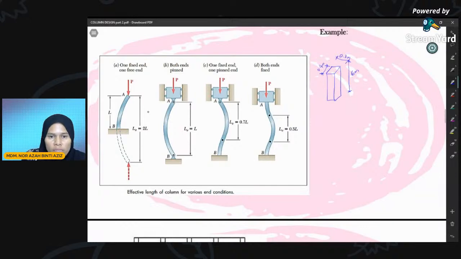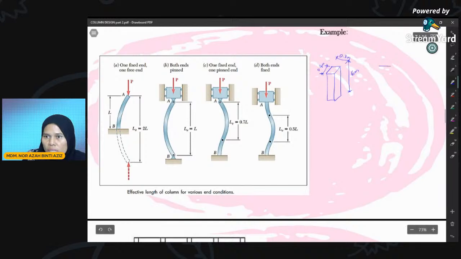It depends on the types of support. Here we have one fixed end, one free end, and this one has both ends supported by pin. Both ends AB are supported by one fixed, one pin, and for this column, both end supports are fixed. So I will use this part.